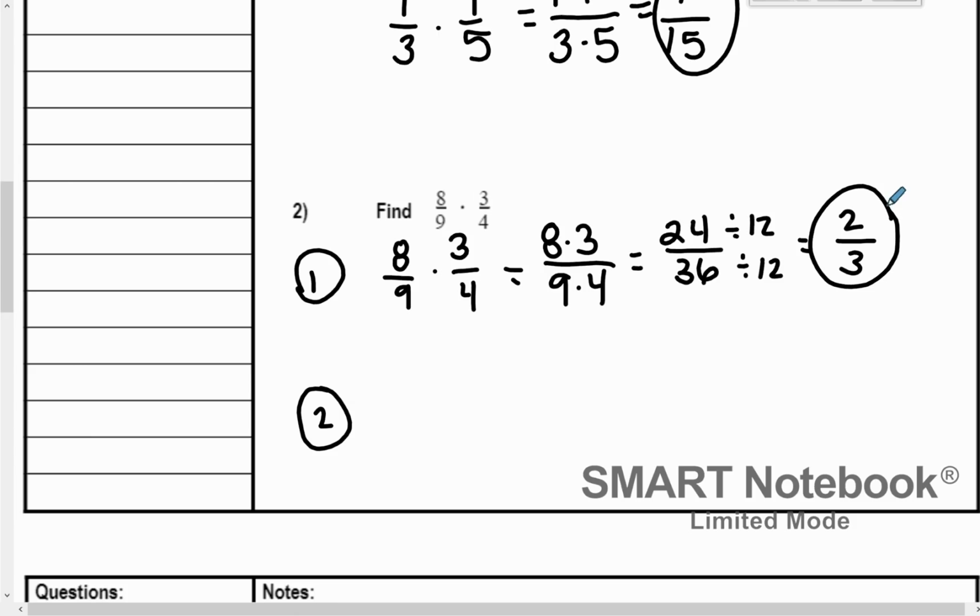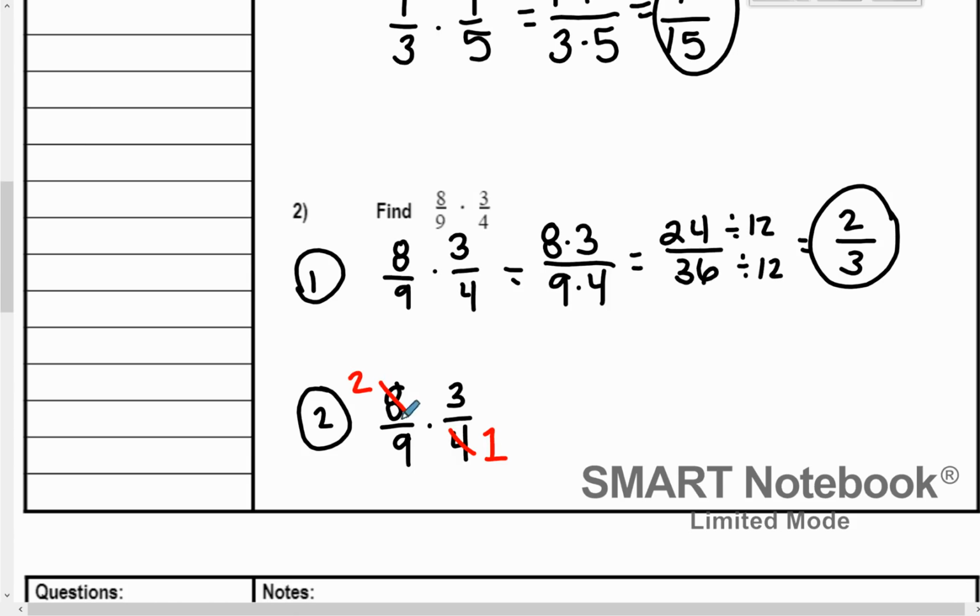Now I'm going to show you another method. This is a method that you don't have to use, but it might be easier for some of you. It's called cross simplifying. So if I have 8/9 and I'm multiplying it by 3/4, I can cross simplify these numbers. What that means is 8 and 4 both have a factor of 4, meaning that if I had the fraction 8/4, I could simplify that. So here I have 8 and 4. They can both be divided by 4 because they both have a factor of 4. So 4 divided by 4 is going to give me 1. 8 divided by 4 is going to give me 2.